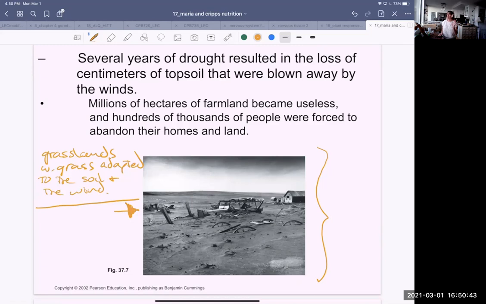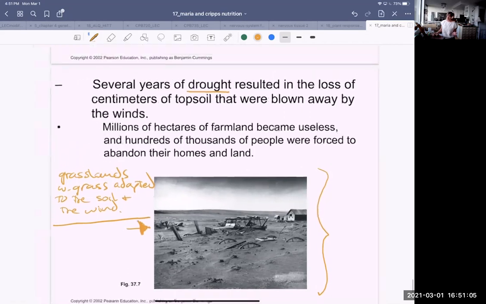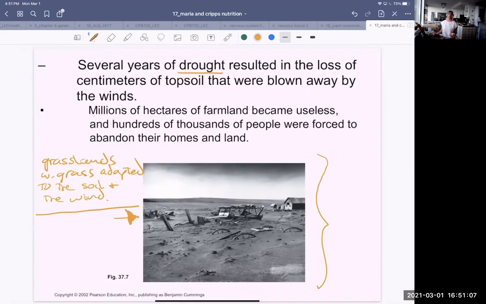So the soil just drifted away on the wind. It was also because of drought, of course. It just got drier and drier and drier. But the local plants would have experienced drought in the past and would have adapted to it. Sometimes agricultural plants do not.